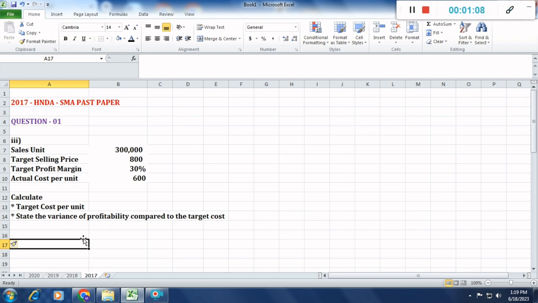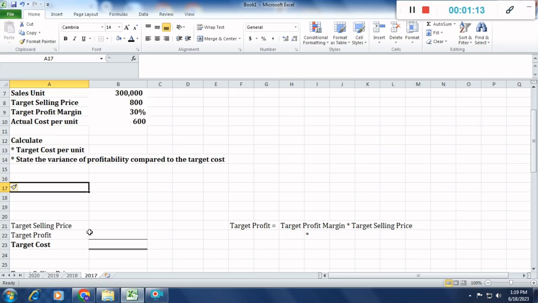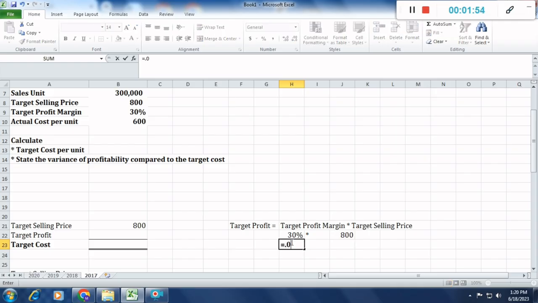First we have to calculate the target cost per unit. We know already how to calculate the target cost. Target cost equal target selling price minus target profit. So target selling price per unit is given in the question as 800 rupees. Target profit we can calculate: target profit margin into target selling price. Target profit margin is given in the question as 30%, target selling price per unit is given as 800 rupees. So target profit is 240. Now we can find the target cost: target selling price minus target profit equal to target cost is 560 rupees.